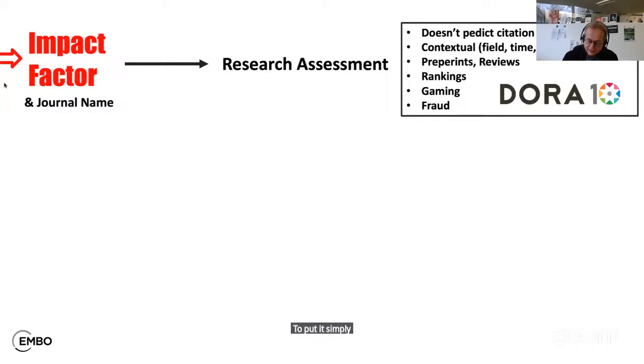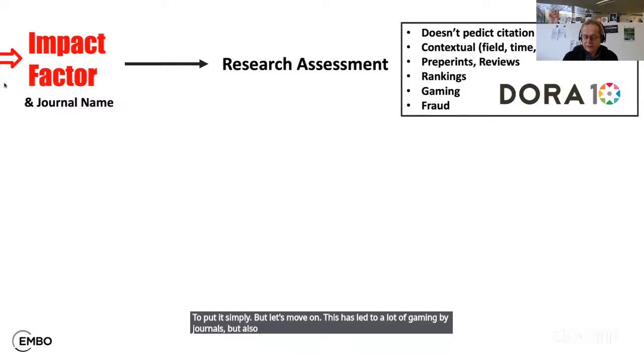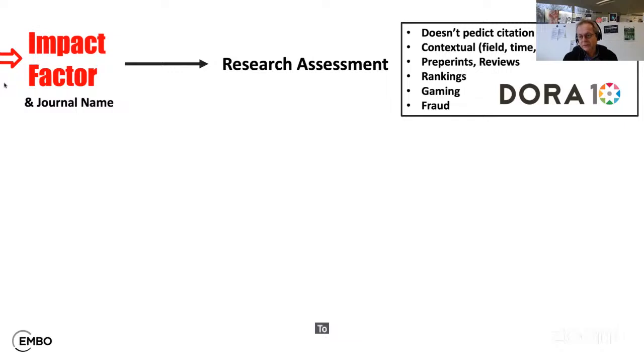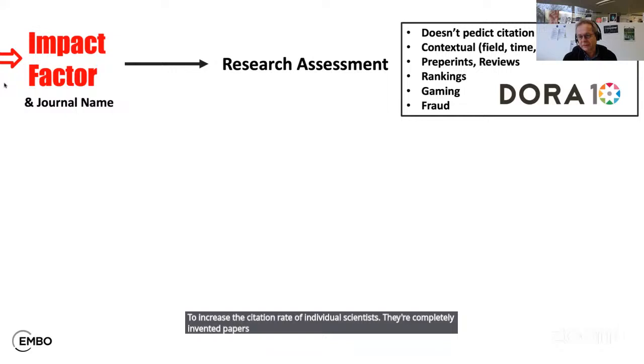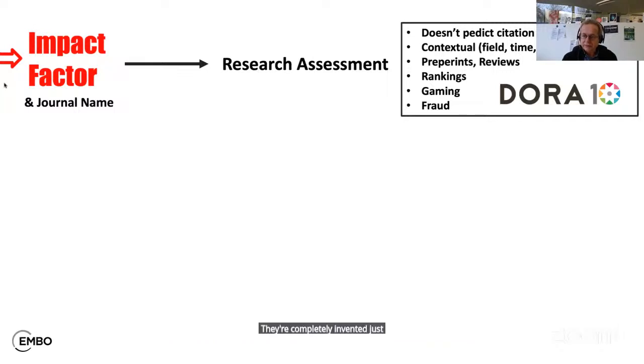But let's move on. This has led to a lot of gaming by journals, but also by essentially everybody in the system, and indeed fraud. So unfortunately, we're getting paper mill papers that are submitted solely to increase the citation rate of individual scientists. They're completely invented papers, and we're seeing the first examples of that at EMBO Press, unfortunately, which we still caught. They are completely invented just to self-cite, basically.